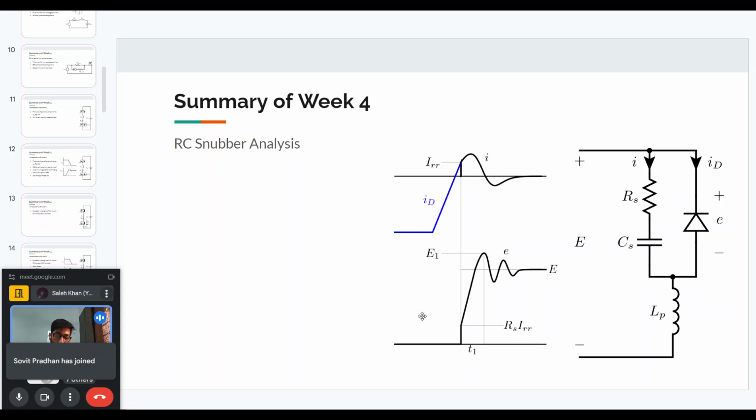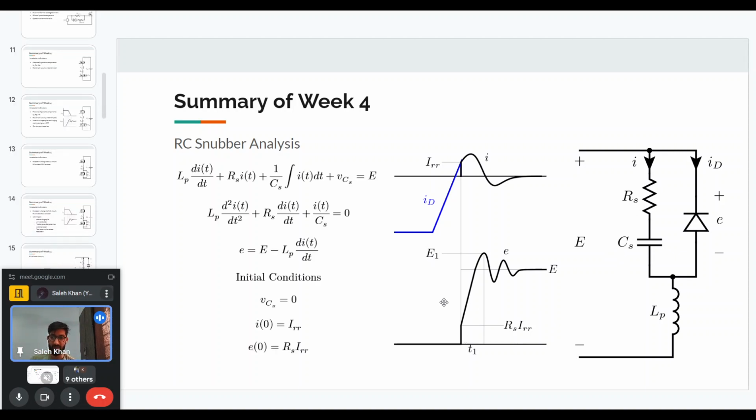So now what we want to do is find out this E1 value as well as the time T1, and then see how they relate to RS and CS, and then we can change the value of RS and CS and change E1 and T1.